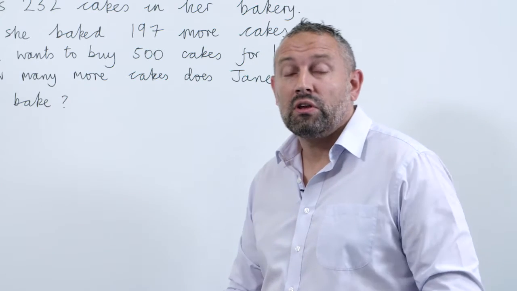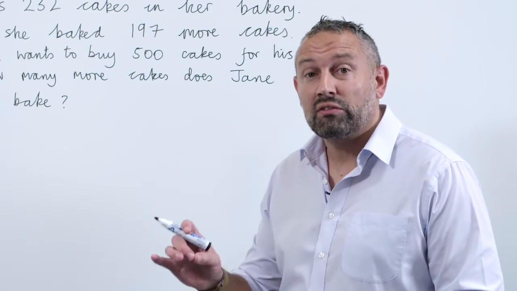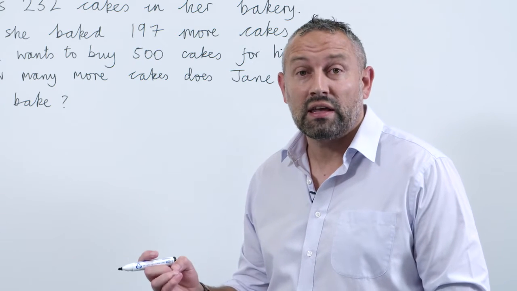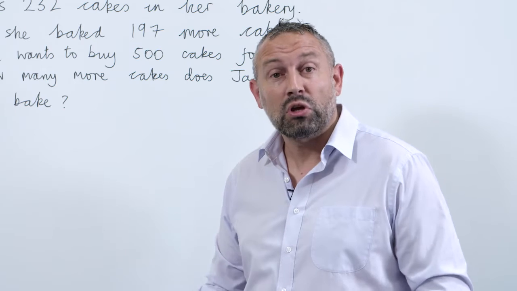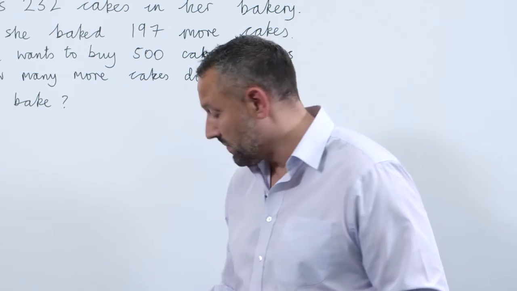The most important thing that you do here is make sure that the children really understand this question, that they go through it, they underline the key information, and they understand what operations they've got to go through. Then we can use the bar model to try and represent this.